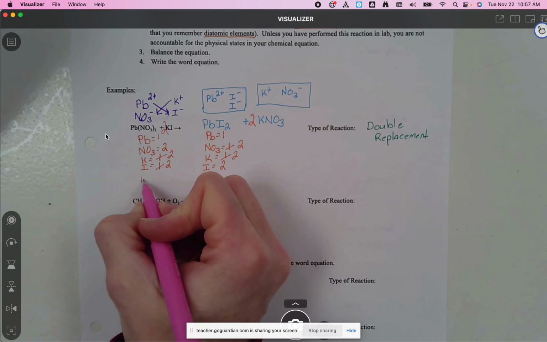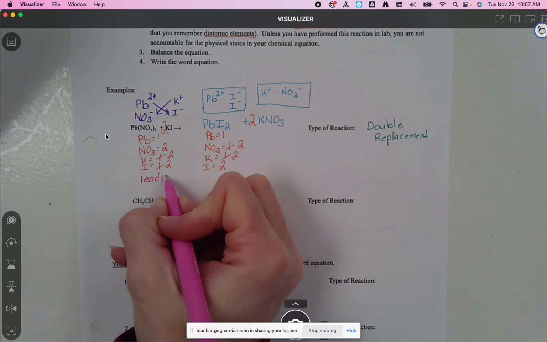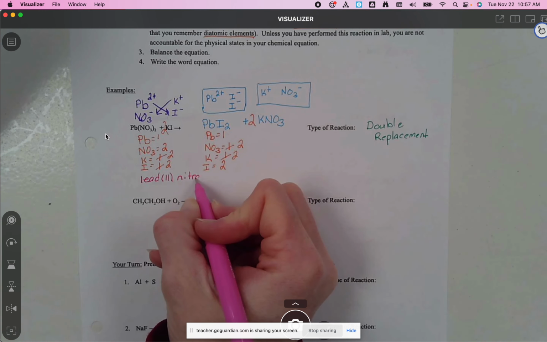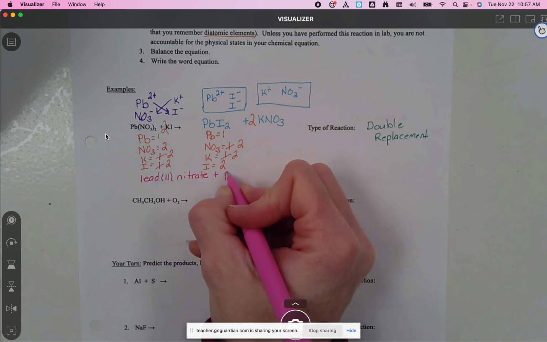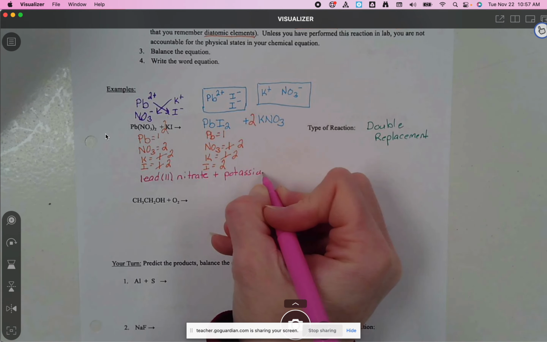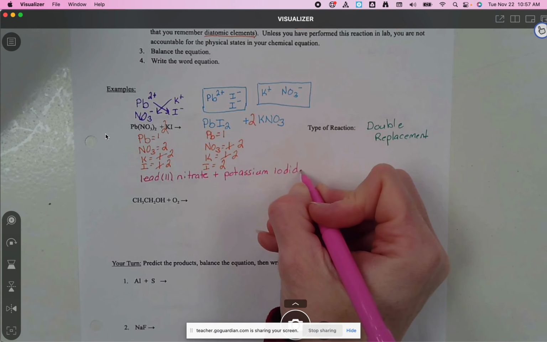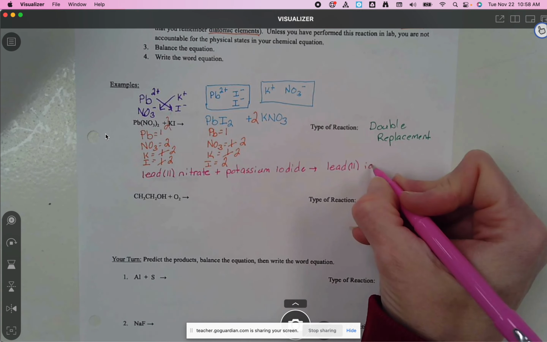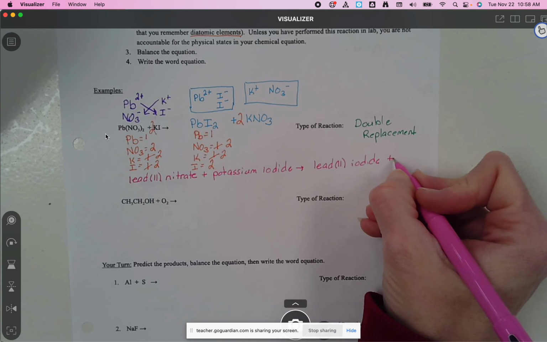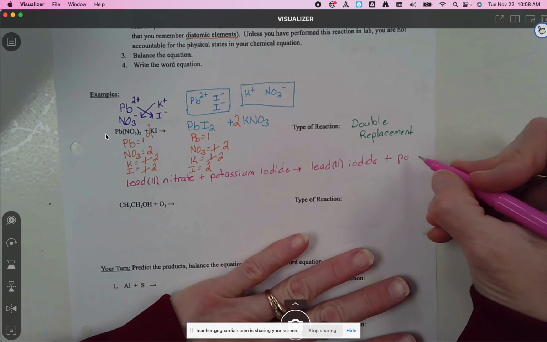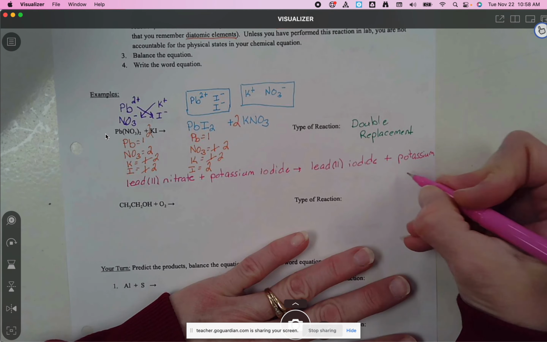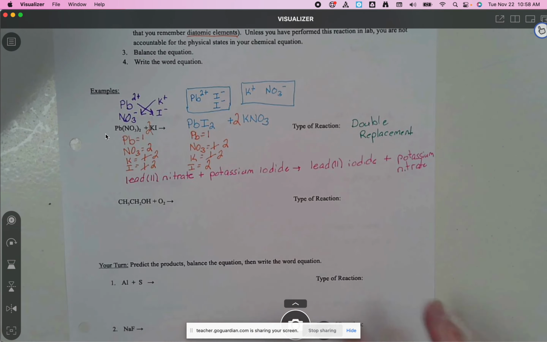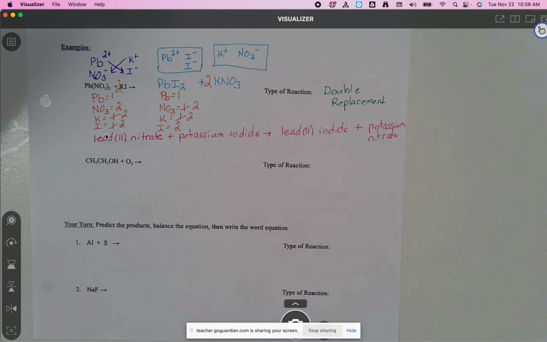My word equation is that lead(II) nitrate, need that Roman numeral because it's a transition metal, plus potassium iodide becomes lead(II) iodide plus potassium nitrate. Onward to the next one.